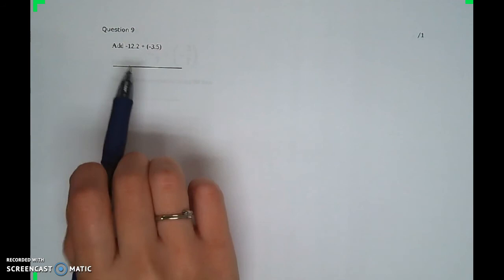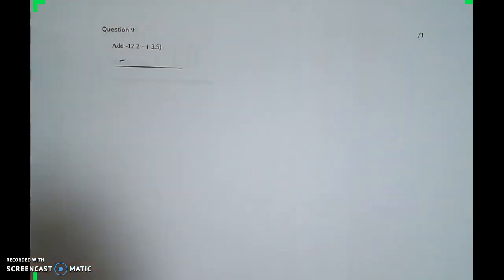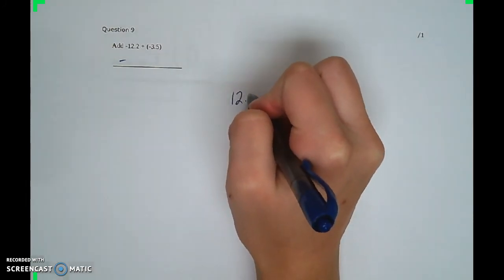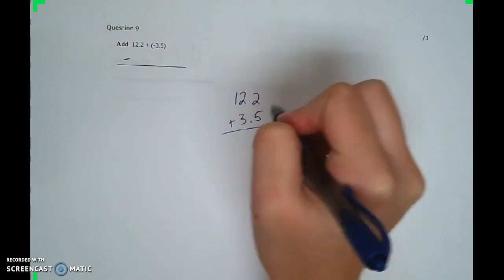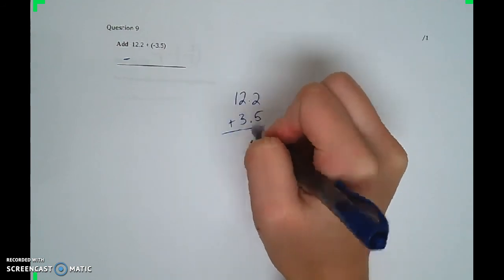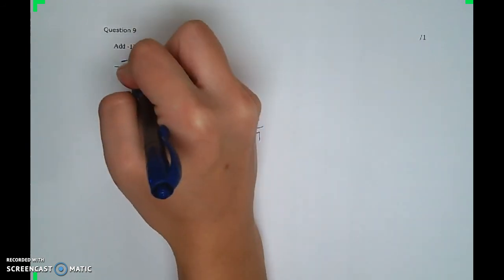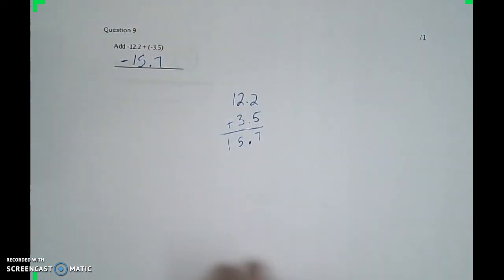On this one, I see that I have 2 negatives, so they both have the same sign, so my answer is going to be negative. And then I want to add those together. So I have 12.2 plus 3.5. 2 and 5 gives me 7, bring down my decimal. 2 and 3 gives me 5, bring down the 1. So my answer is -15.7.